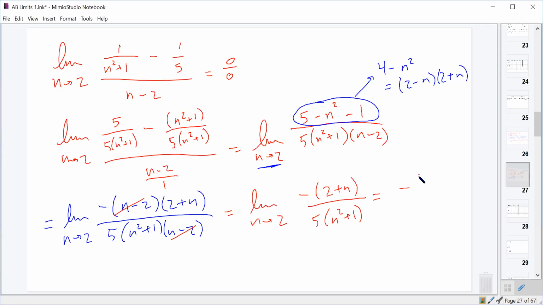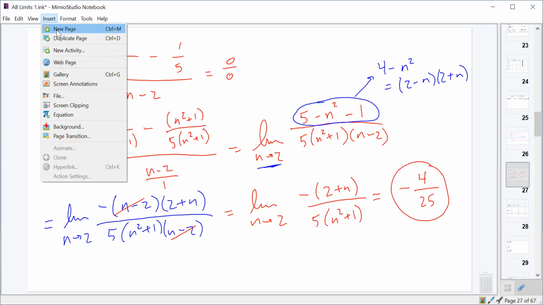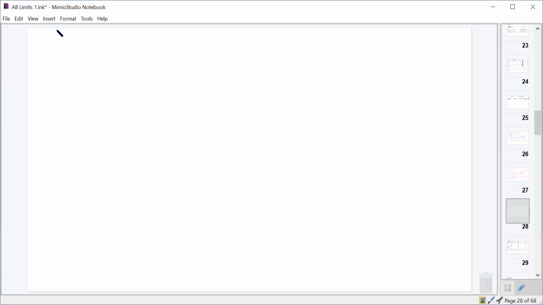And if we plug in 2, we get negative 4 over, what does that become? 2 squared is 4 plus 1 is 5 times 5 is 25. Any questions or issues with that one? No. Everybody good there? All right. And then I think the last one somebody was asking about was number 10. Number 10 was another one of those fun substitution ones, right?